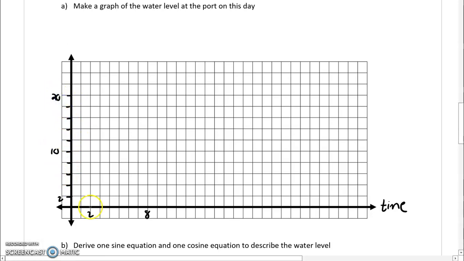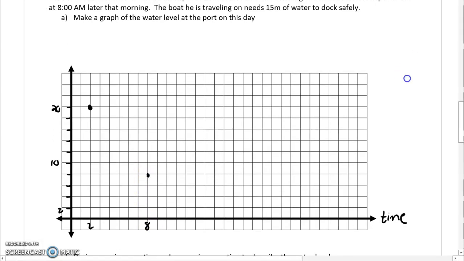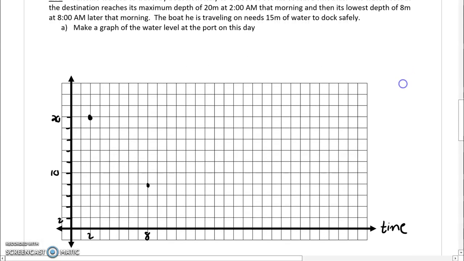Okay, so we know at 2 a.m., so down here we have 2 a.m., we're going to go all the way up to 20 meters. And then it says at 8 a.m., we're going to go to 8 meters? I have to just see here. Yeah, 8 meters at 8 a.m. So that's our max, and this is our min.